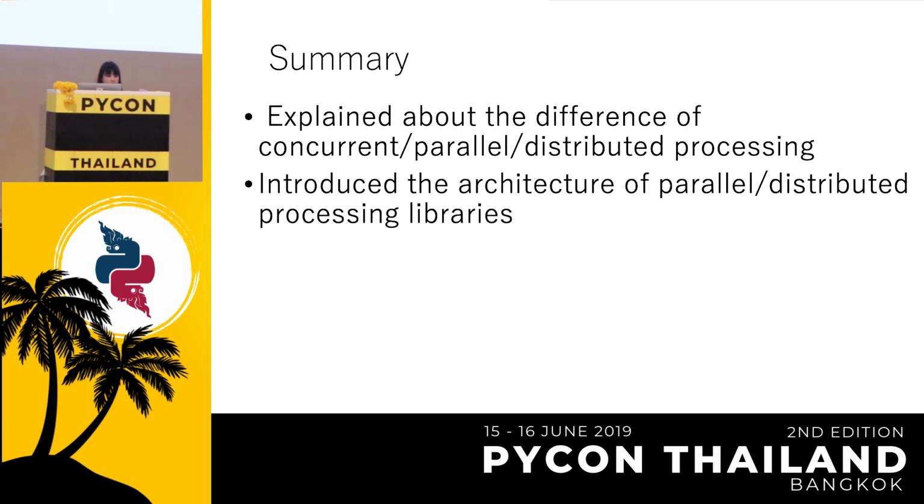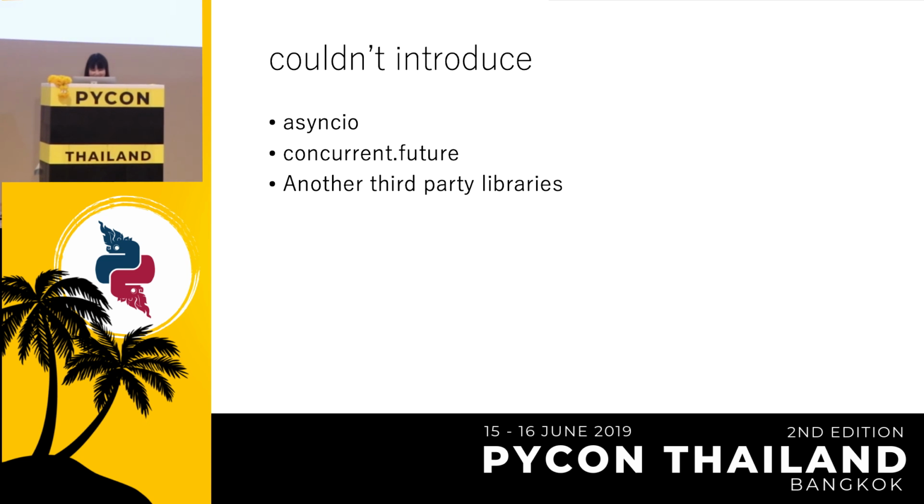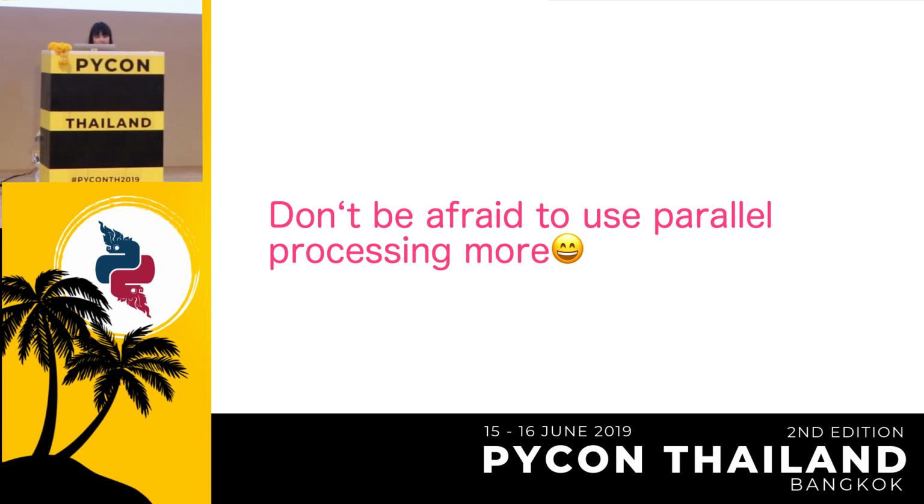Summary. I explained the difference between concurrent, parallel, and distributed processing. I introduced the architecture of parallel and distributed processing libraries in Python. I couldn't introduce async I/O, concurrent features, or other third-party libraries, sorry, but you can learn them. So finally, what I'd like to say is here. Don't be afraid to use parallel processing and distributed processing more.